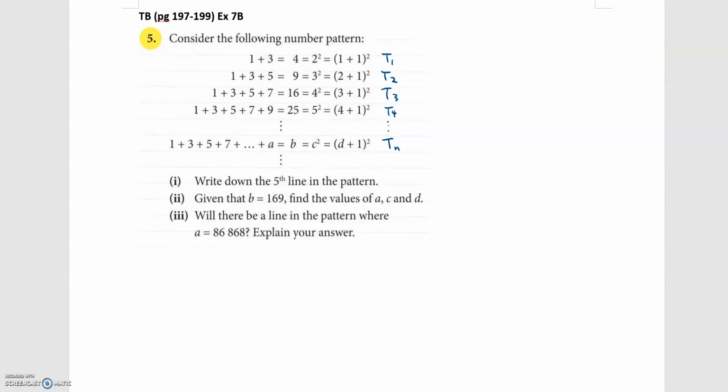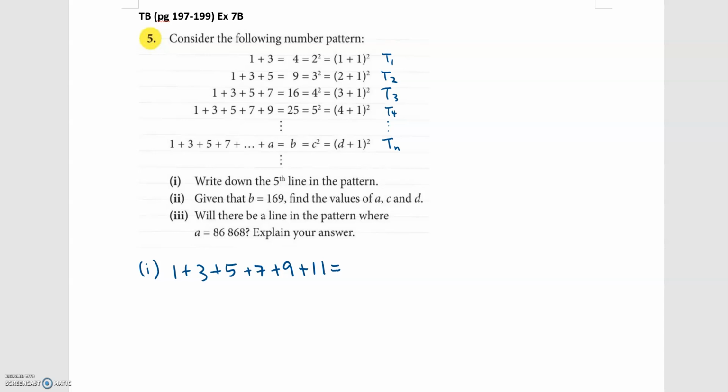So for part 1, they want us to write down the fifth line in the pattern. So I will have to observe the pattern that we have here. Okay, so the fifth line will be 1 plus 3 plus 5 plus 7 plus 9. And then I will go on to add the next odd number, 11. Okay, so you can do your calculation.